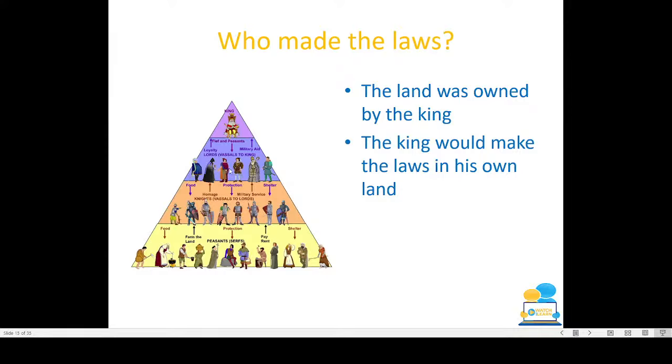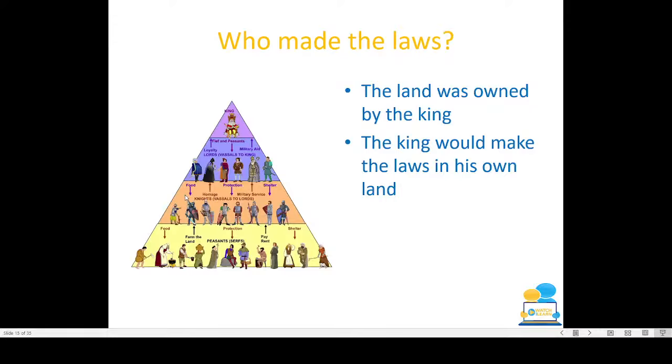Then if we go down to our next section, that's our lords. Going down into our next section here, we have the knights, and these are vassals to the lords. These are the people who are loyal to the lords. So the lords are loyal to the king, and the knights are loyal to their lords.